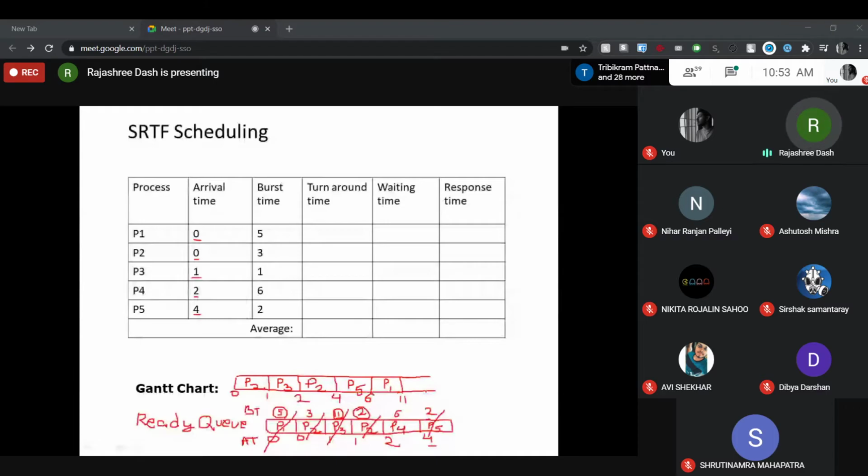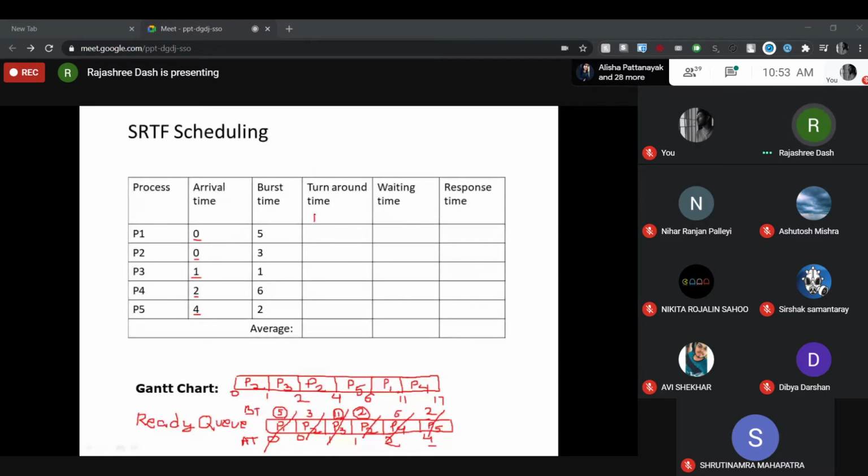So now the last process, P4, is allocated to the CPU and it will continue up to what is the finish time for P4? 17. Clear? Now let's quickly find out the turnaround time, waiting time, and response time.